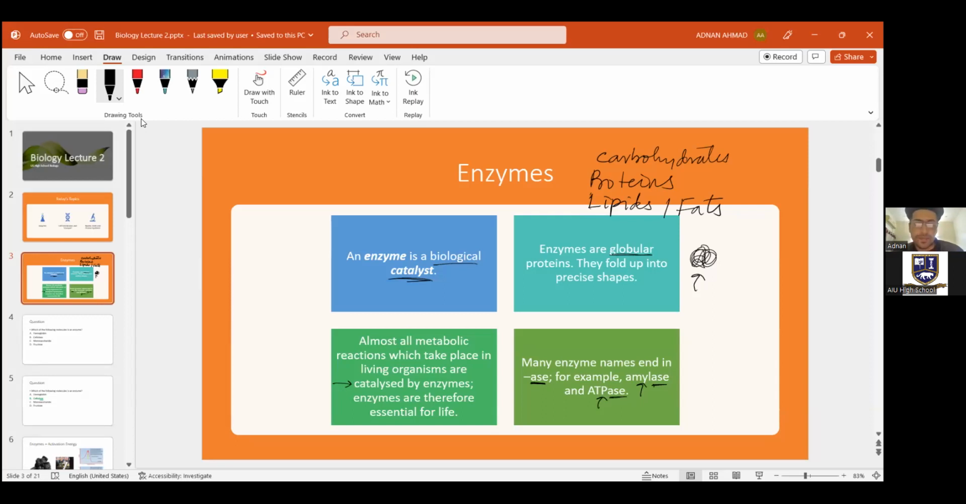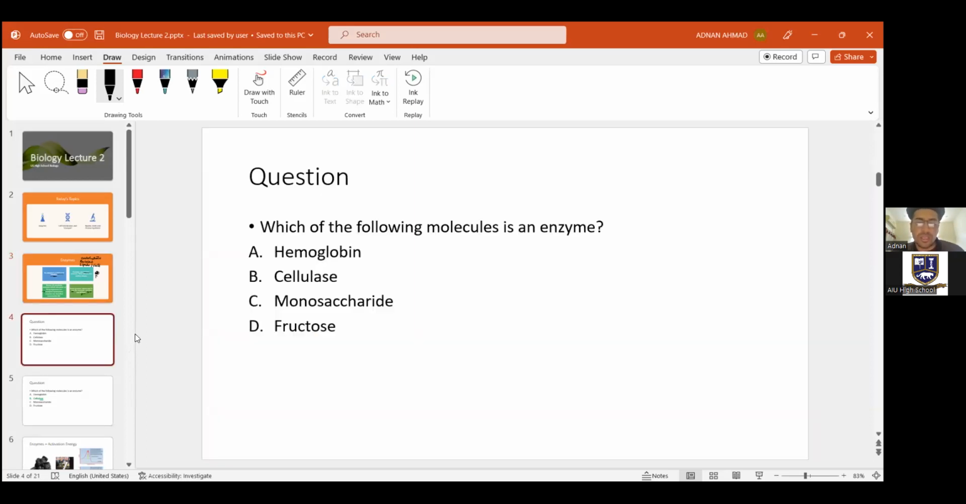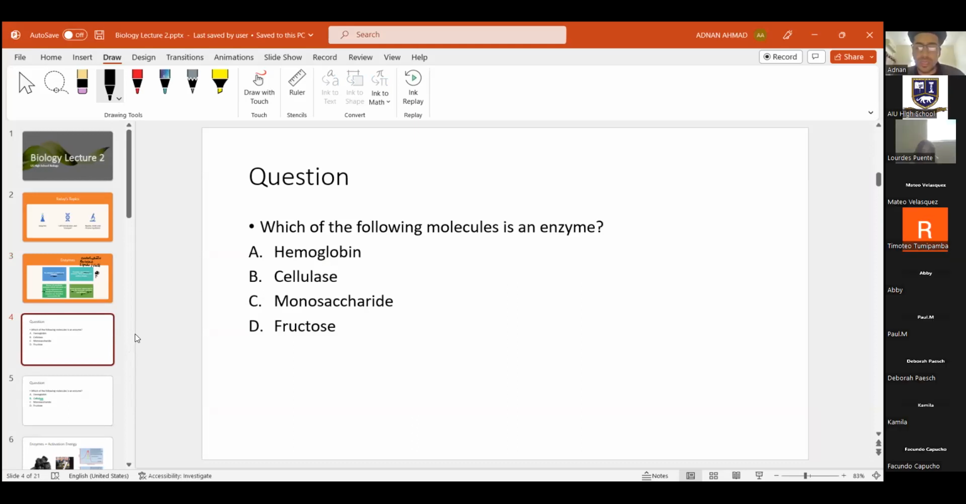So I have a question for you. Which of the following molecules is an enzyme? A, hemoglobin, B, cellulase, C, monosaccharide, and D, fructose. Anyone? I think it's B. B. Excellent, Isa, excellent, you're good. So how did you get that? Because it's ASE. Yes, right. Because it is ending with ASE, that's how you recognize that cellulase must be an enzyme. Okay, excellent. That's the correct answer.